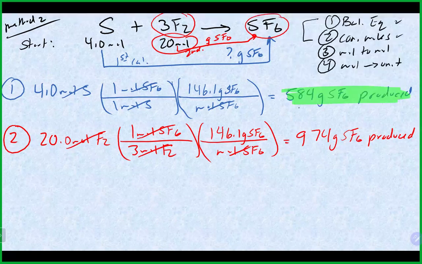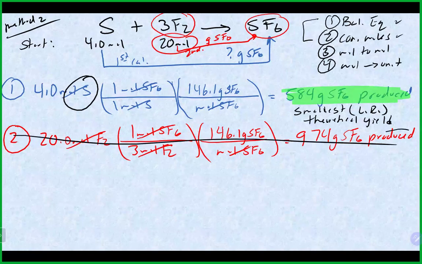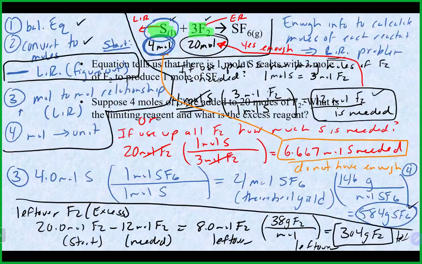So it would be the smallest amount of product produced is your limiting reagent and your theoretical yield. So this is the smallest, and that would mean that this is your limiting reagent, the sulfur that you started with, and this would then be your theoretical yield. You would then basically just ignore this whole calculation that you wasted your time doing, but you did it anyways, but you just ignore it. You won't use it for anything. And as you can see here, you get the same 584 that you get over here in this case.